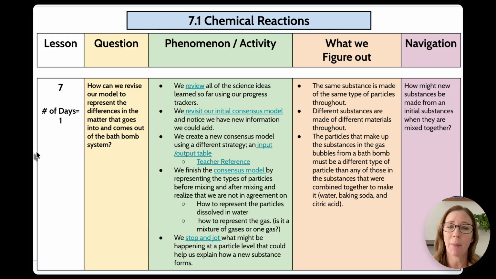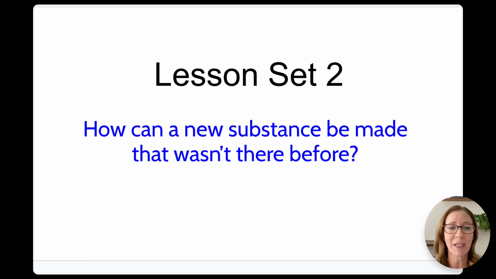In this video, I'm going to walk you through lesson 7 of unit 7.1 from OpenSciEd. All right, so we're starting a new lesson set. We just took the mid-unit transfer task with the elephant toothpaste, and now we're going into the next lesson set, and the question is, how can a new substance be made that wasn't there before?